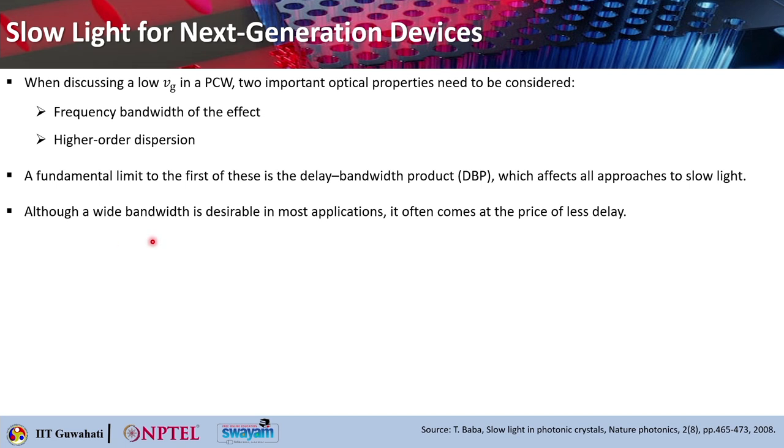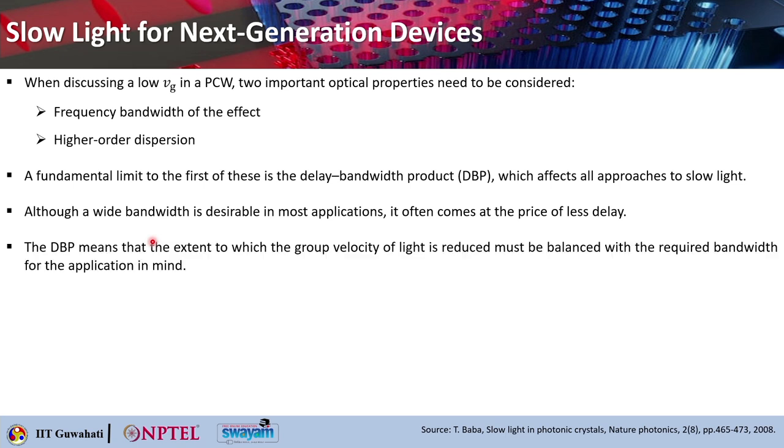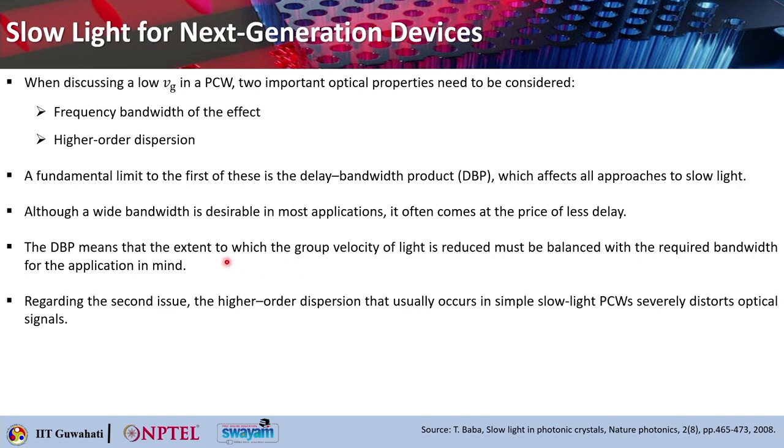Although a wide bandwidth is desirable in most applications, it often comes at the price of less delay. So the DBP means that the extent to which your group velocity is reduced must be balanced with the required bandwidth for the application that you are considering.